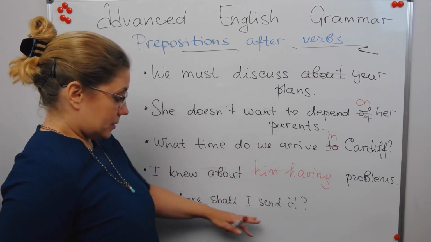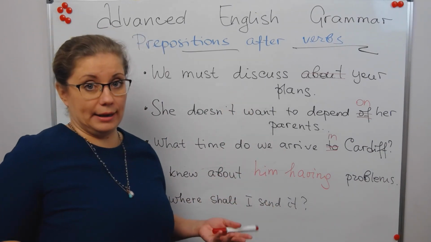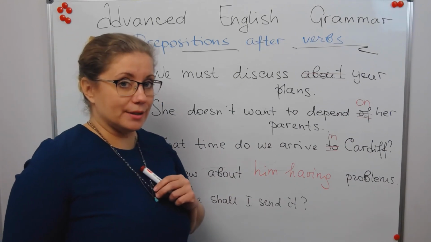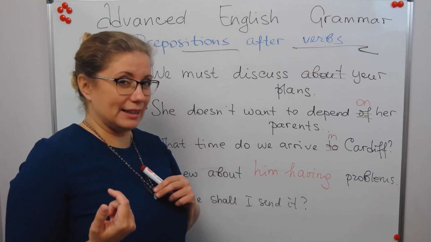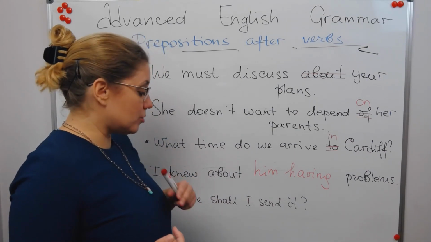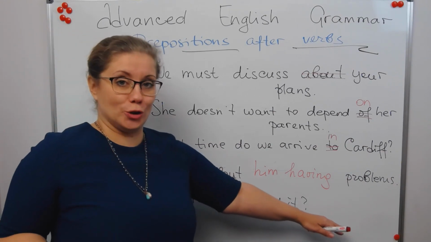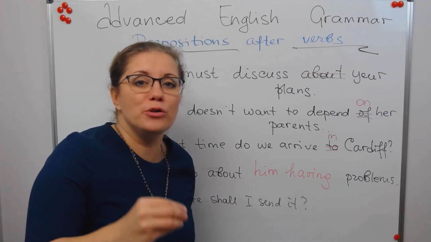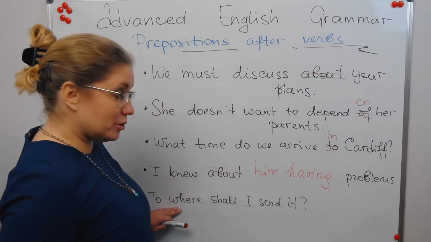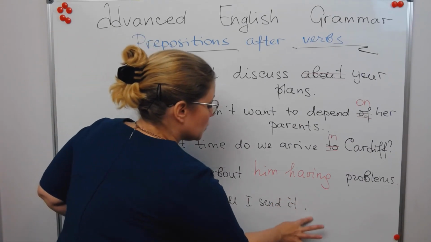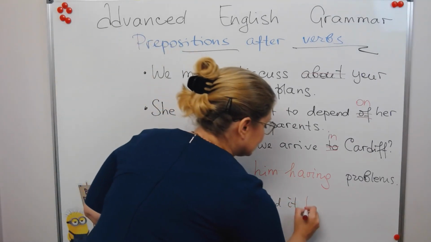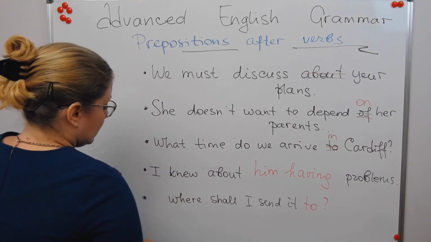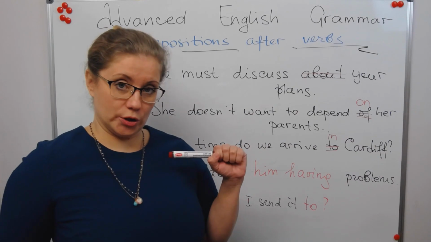You will hear this question typically in a shop. For example, you have bought something, you are ordering the delivery, and the person says it differently. Because if you are in an English-speaking country, you will hear, "Where shall I send it to?" Because this preposition "to" belongs to the verb, not to this question word, okay? That's why we will move it here. We will remove it from here and we will say, "Where shall I send it to?"